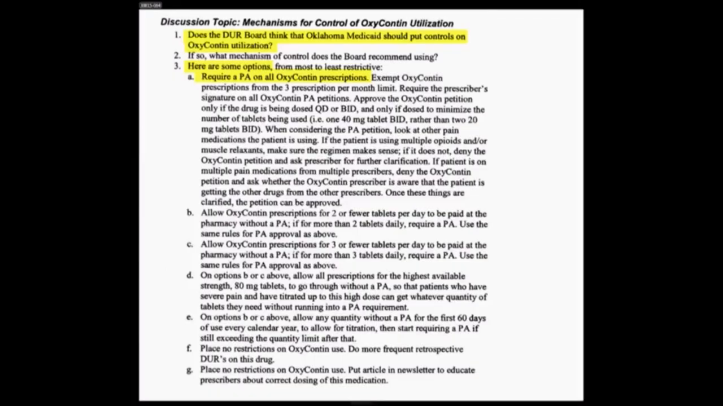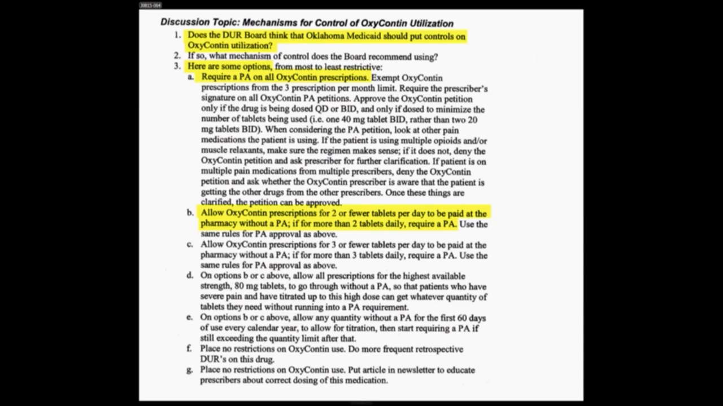There are 7, it appears there are 7 recommendations here, but I've just seen this document and haven't read it yet. Well, we can run through them. The first one is to require a PA on all OxyContin prescriptions, right? It doesn't look like it's all. The first sentence says that, but if you read the whole thing, it doesn't look like it's all. And then allow OxyContin prescriptions for 2 or fewer tablets per day to be paid at the pharmacy without a PA, but if more than 2 tablets daily, require a PA. That's in B, right? It says that in B.